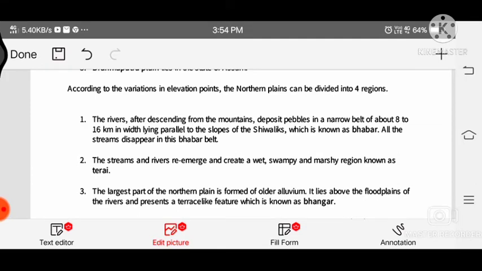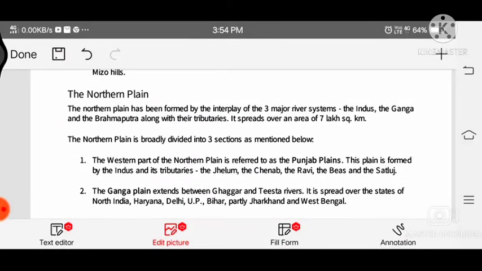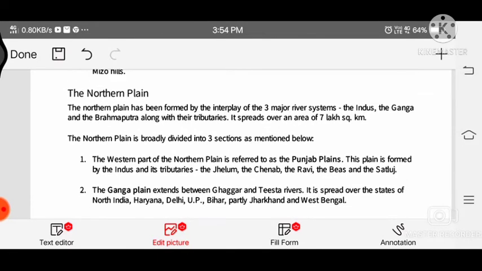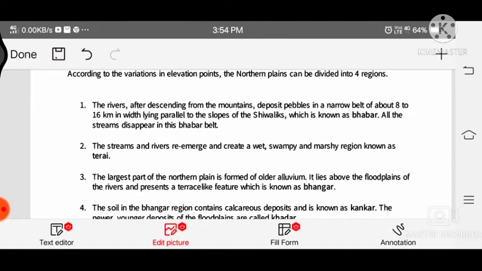According to the variation in elevation points, the Northern Plains can be divided into four regions. This separation is on the basis of the rivers which form these areas, and this variation is on the elevation points.